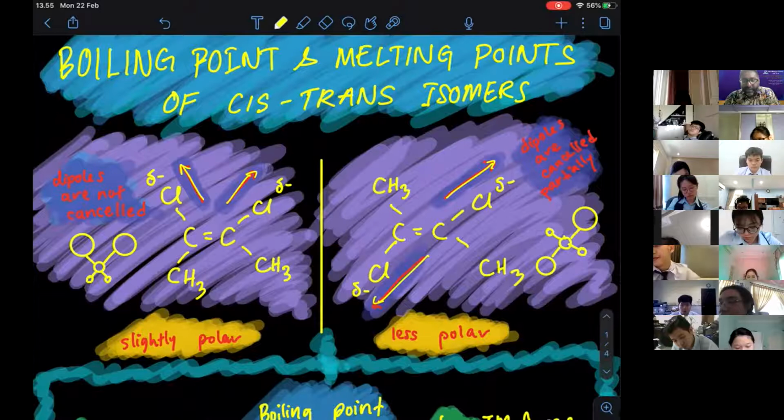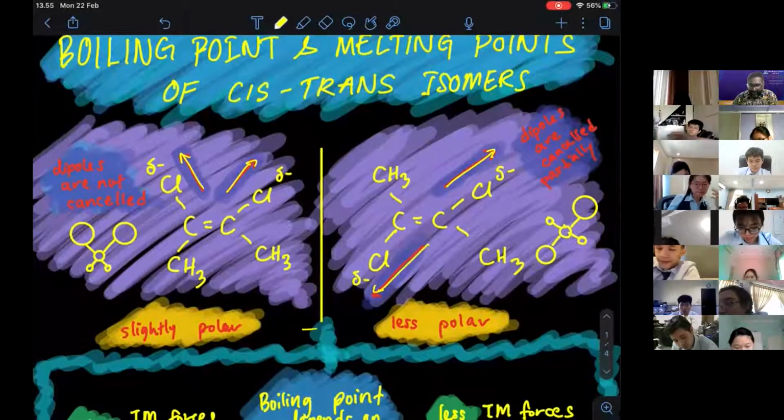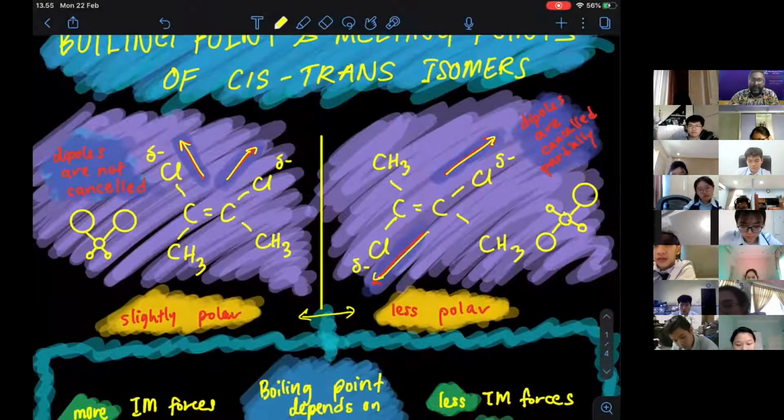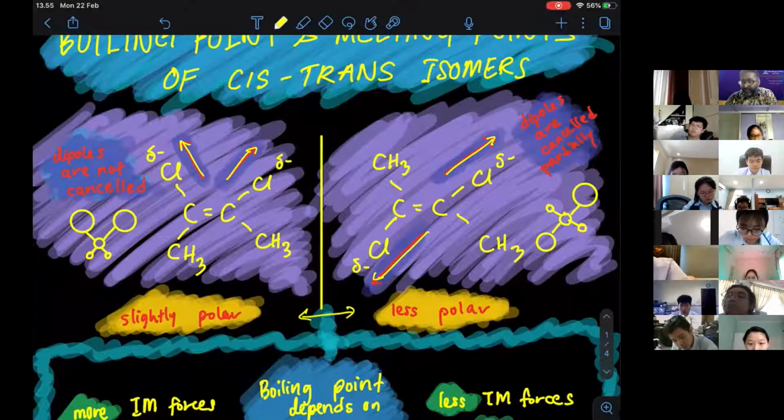When they are cancelled partially, even though they have similar intermolecular forces, cis generally will be slightly polar because it's not symmetrical. Some of the dipoles are not cancelled, so cis is going to be slightly polar. This one, trans, is going to be less polar.